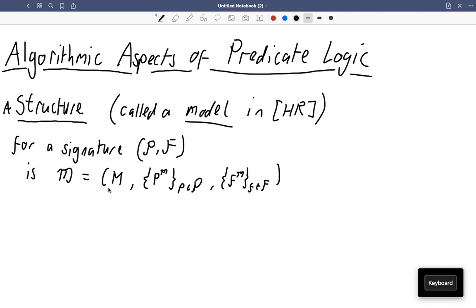So here, this is a set. So M is a set. In fact, we'll ask for it to be non-empty. So it's at least a little bit interesting. So M is a non-empty set. It's sometimes called the underlying set.